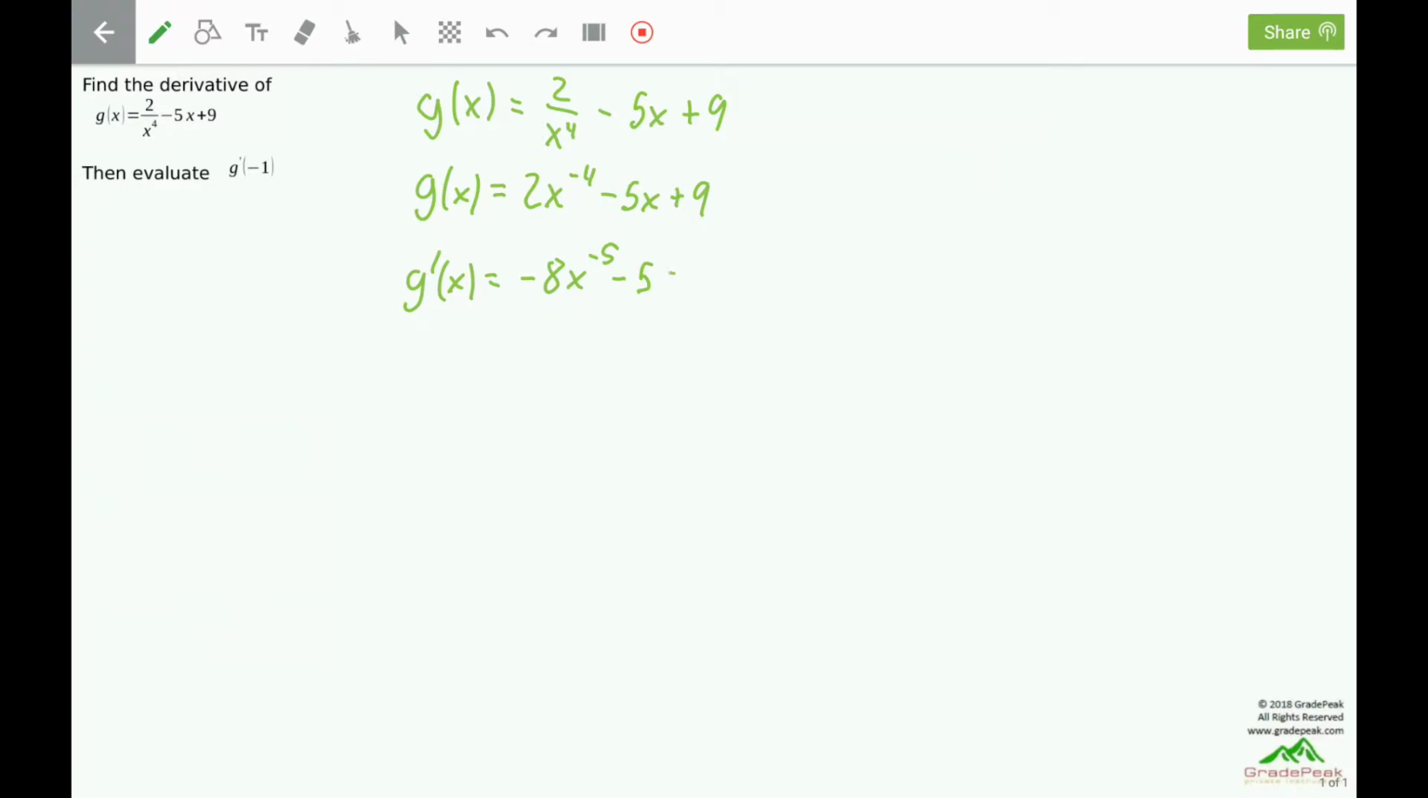We can rewrite this by taking that first term and moving the negative exponent to the denominator to be a positive exponent. Do not move the negative 8. It's not raised to a negative exponent. And then minus 5. Now the other thing that we want to do is evaluate g prime of negative 1 here, which means to plug a negative 1 in for all x's.